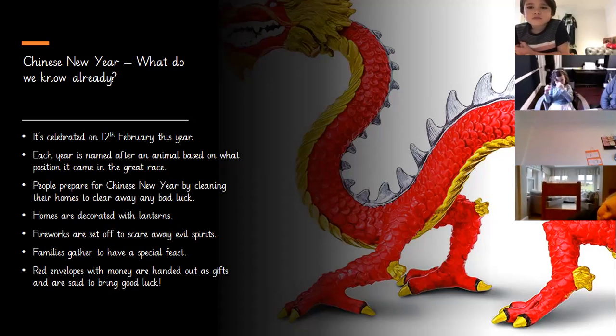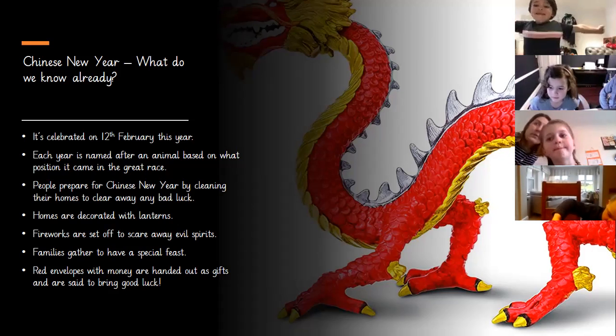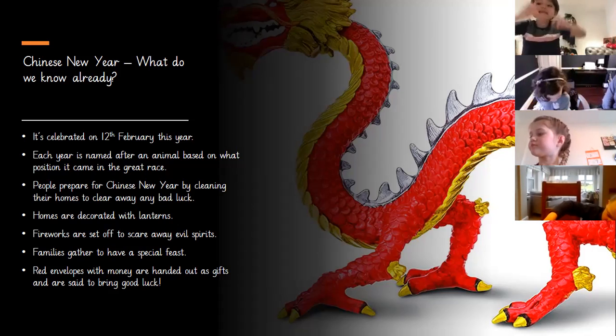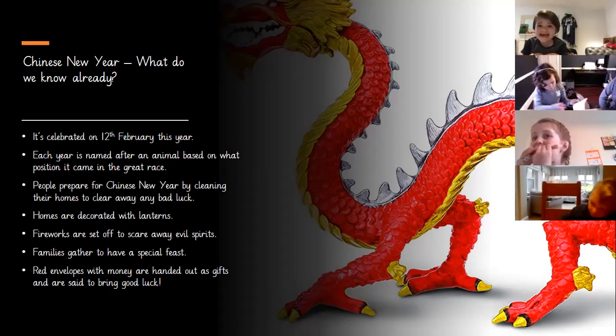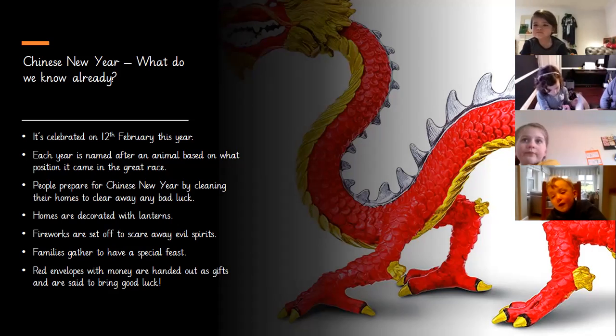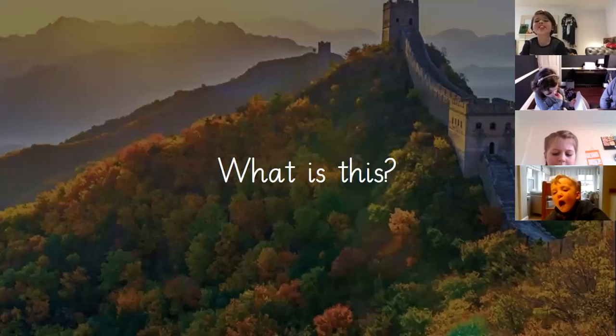People prepare for Chinese New Year by cleaning their homes to clear away any bad luck. Their homes are usually decorated with lanterns. Fireworks are set off to scare away evil spirits. Families gather together to have a special feast. And red envelopes, do you remember Jalivia showing us her red envelopes? Red envelopes with money are handed out as gifts and are said to bring good luck.